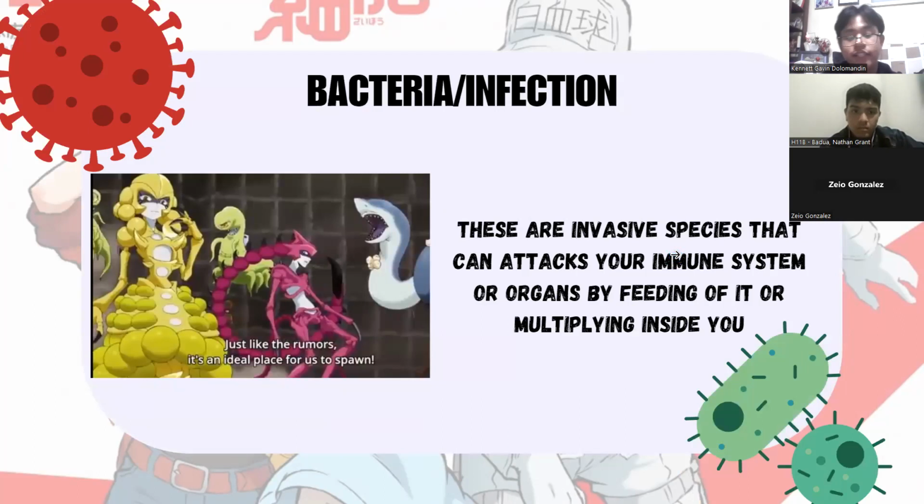Next, the bacteria or infection. These are invasive species that can attack your immune system or organs by feeding off it or multiplying from the inside. Bacterial infections, or any illnesses or conditions caused by bacterial growth, are poisonous. You can get sick from getting harmful bacteria in your skin, gut, lungs, heart, brain, blood, or anywhere else in your body.